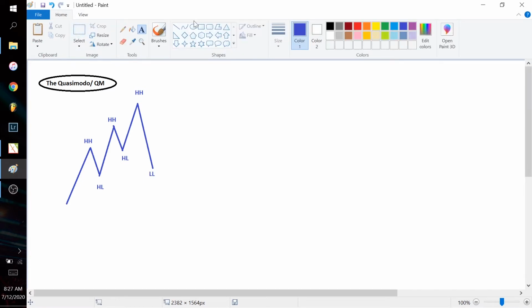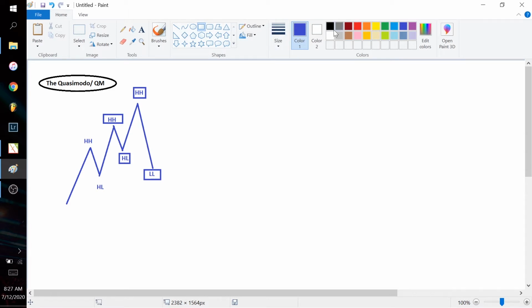So let's say you have the high here, you have a low, you have a higher high, and then suddenly you have a lower low. Now this QM is just a signal that the price is potentially changing trend.